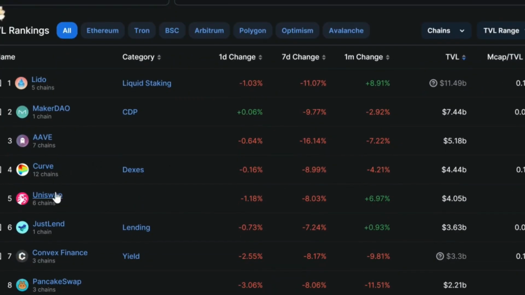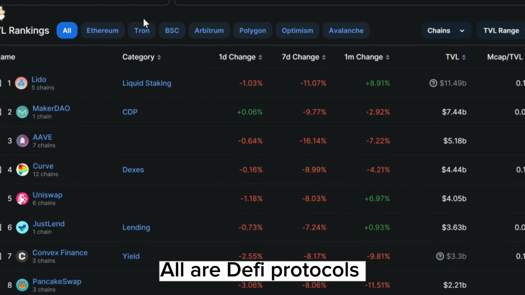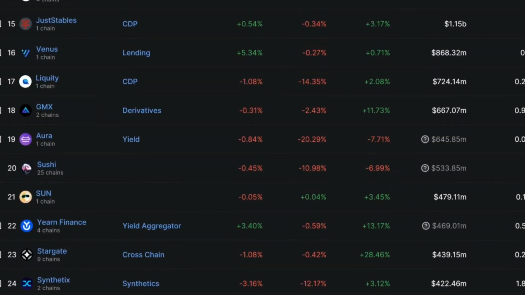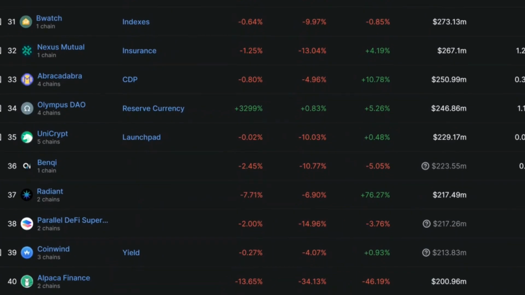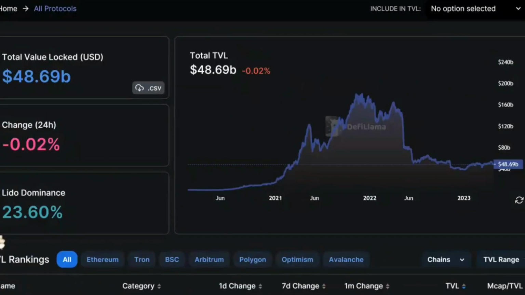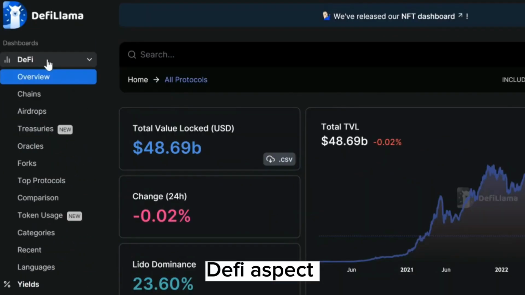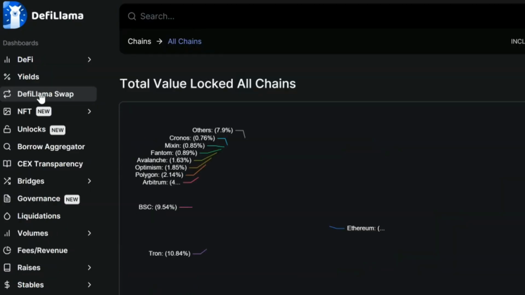MakerDAO, Aave, Curve, Uniswap, all are DeFi protocols. PancakeSwap and DEXs and all of them are ranked based on the TVL they have. So let's go straight to the next, take them one after the other. I'm going to go to the DeFi aspect and chains. Let's go to the chains here.